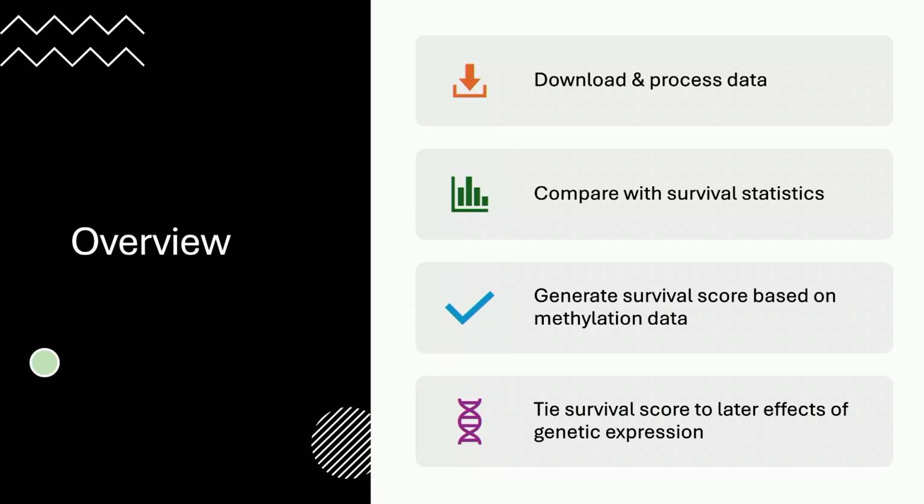Okay, so we have a 4-step process for this project. First, we had to download and process the data from cBioportal. If you don't know what cBioportal is, it is essentially a repository that contains probably hundreds of clinical trials and cancer-related patient data that can be used from both a clinical and genomic perspective. And then after downloading the data, we had to compare it with the given survival statistics on cBioportal.